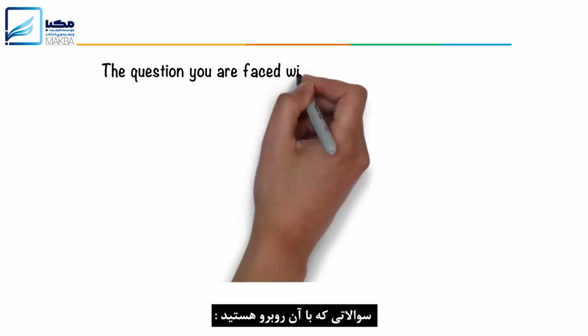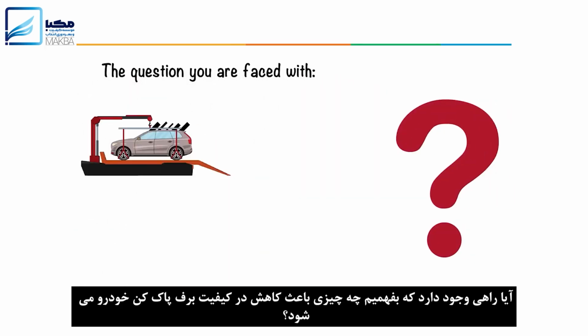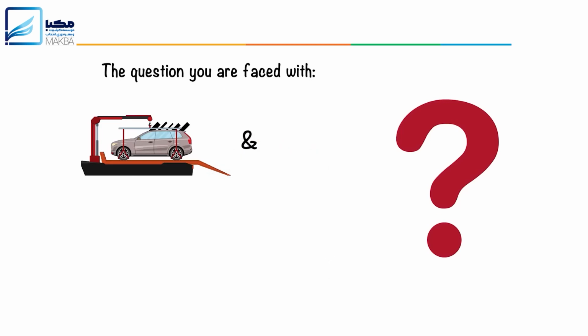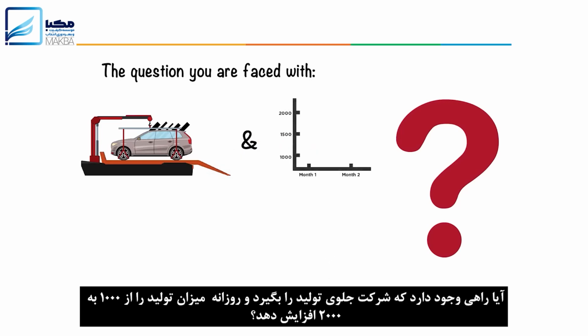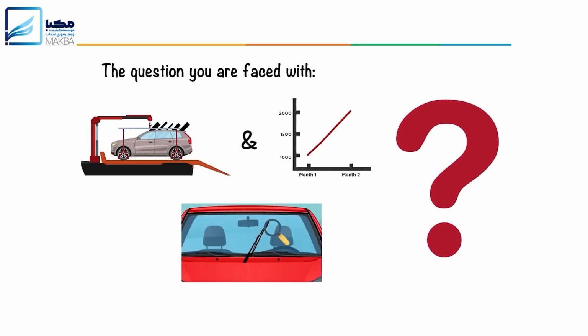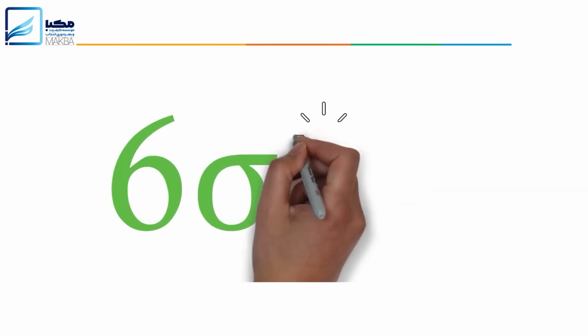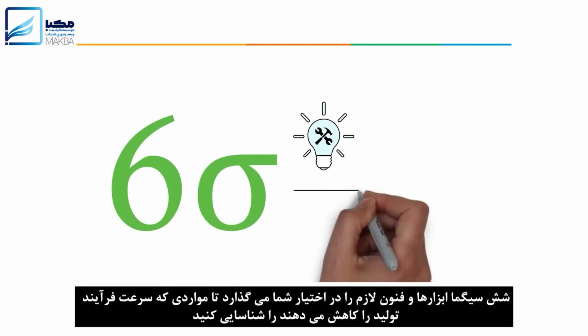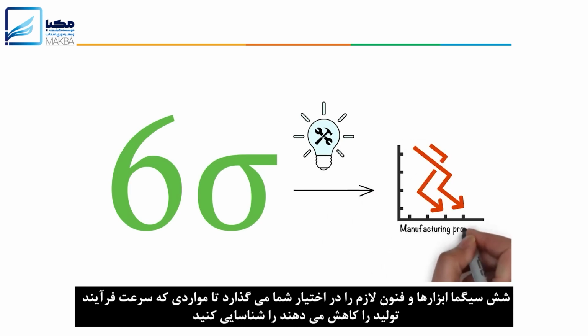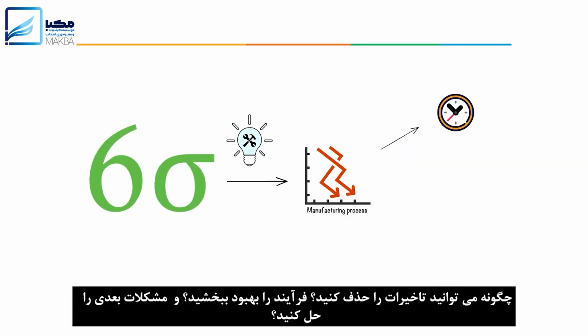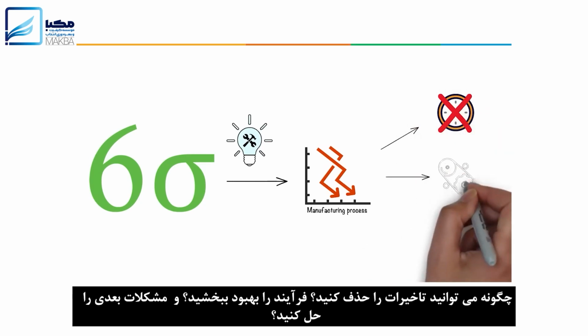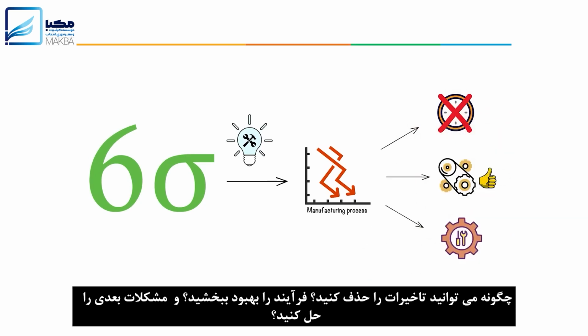The question you are faced with: is there a way for the company to stop the stall in production and increase the production per day from 1,000 to 2,000? Also, is there a way to find out what's causing the drop in the wiper quality? There is. Six Sigma. Six Sigma gives you the tools and techniques to determine what's making the manufacturing process slow down, how you can eliminate the delays, improve the process, and fix further issues along the way.